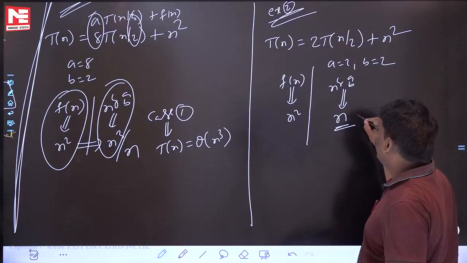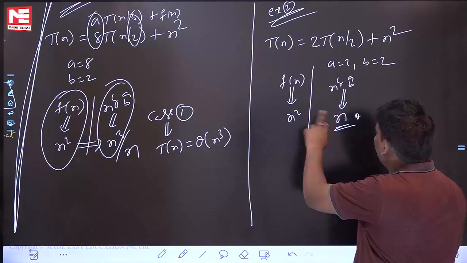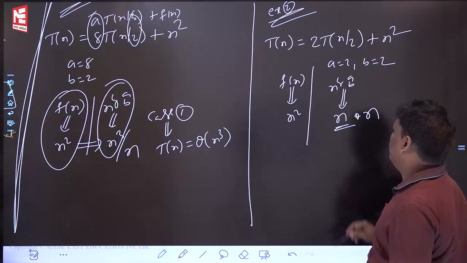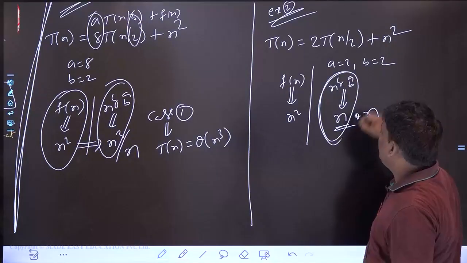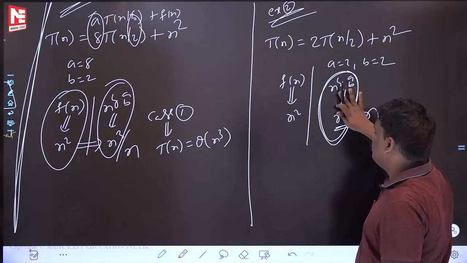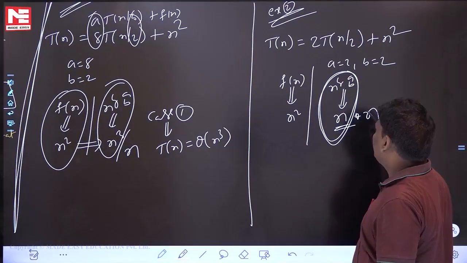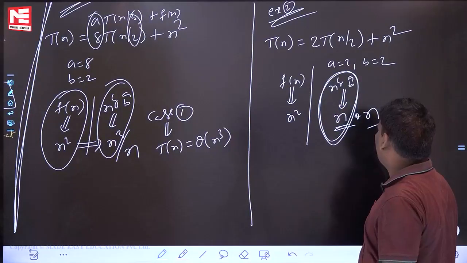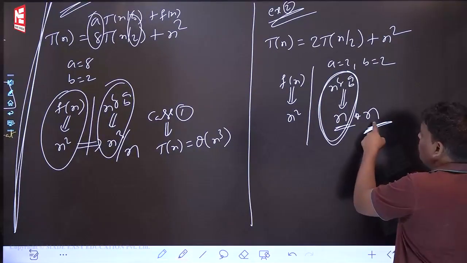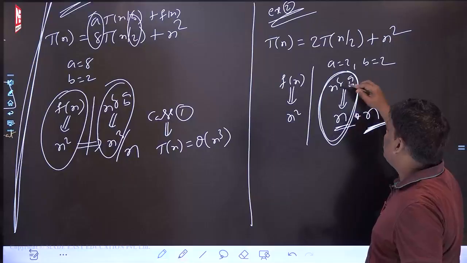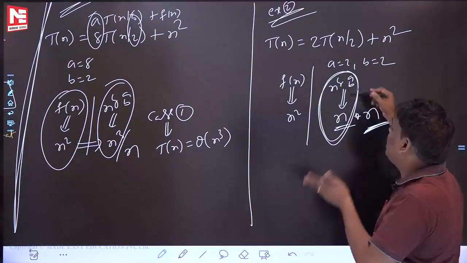If it is smaller, what do I have to multiply so that both will be equal? I have to multiply by n. N power log a base b is n, meaning it is smaller. What do I have to multiply so that left and right will both be equal? You have to multiply by n. N is a polynomial, an indication that n power log a base b is polynomial times smaller than f of n.